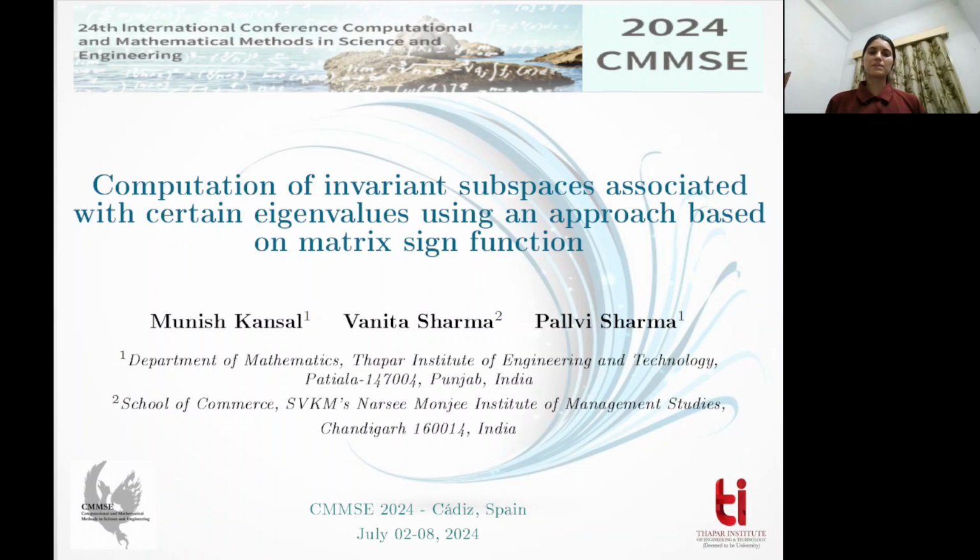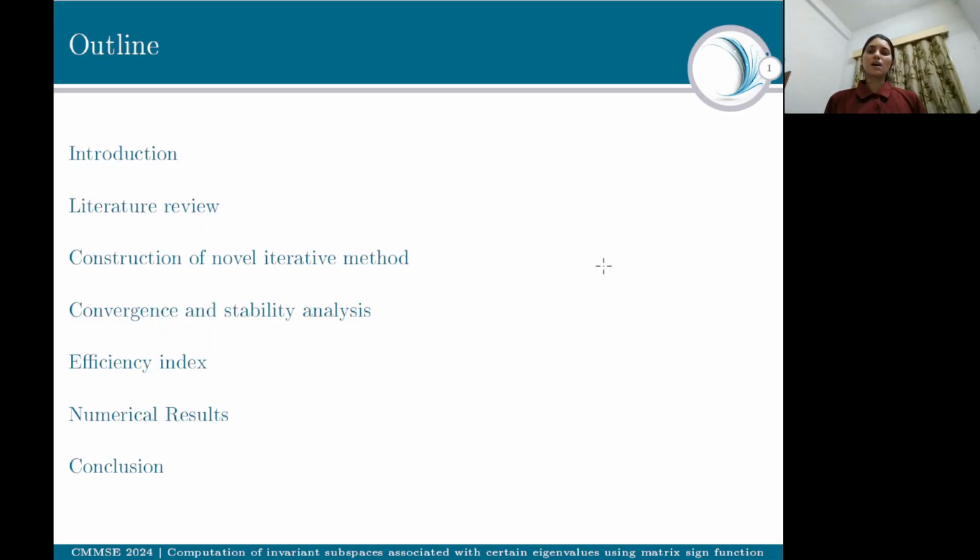Hello everyone, my name is Pallavi Sharma and I'm currently a research scholar under the supervision of Dr. Munish Kansal at Thapar Institute of Engineering and Technology, Patiala, India. The title of my presentation today is Computation of Invariant Subspaces Associated with Certain Eigenvalues Using an Approach Based on Matrix Sign Function.